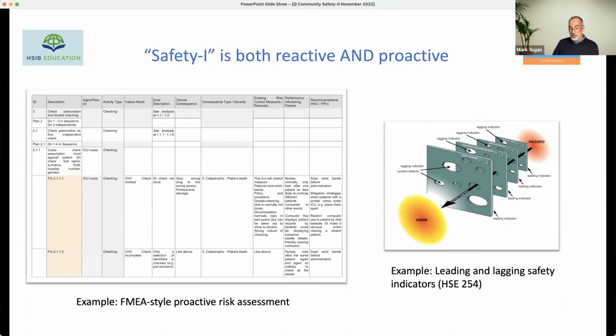Equally, safety one is not just about being reactive in terms of counting the number of incidents. There is a strong tradition of leading safety indicators as well as lagging safety indicators. For example, the Health and Safety Executive has guidance on leading and lagging safety indicators. The leading indicators are based on, for example, routinely scheduled audits and inspections to check whether the barriers and safeguards are working as intended. So, what we refer to as safety one is actually both reactive and proactive.